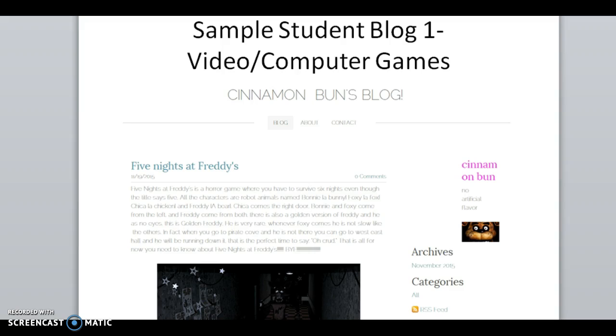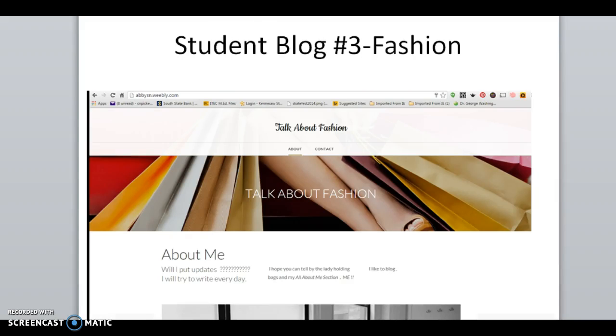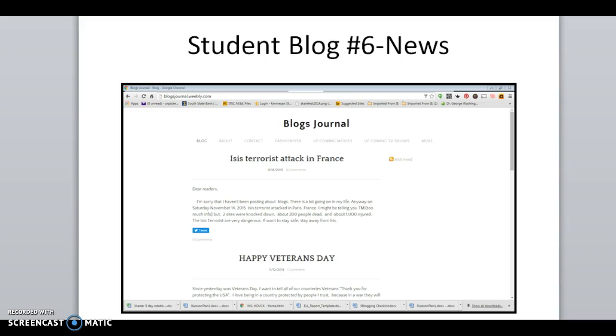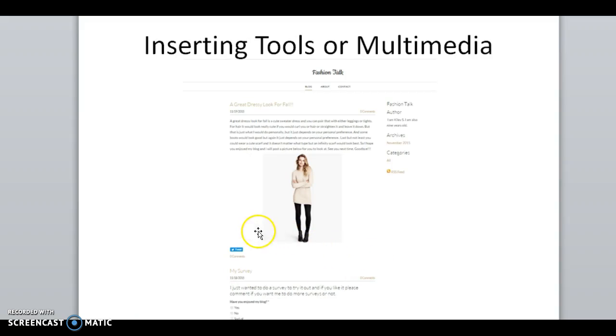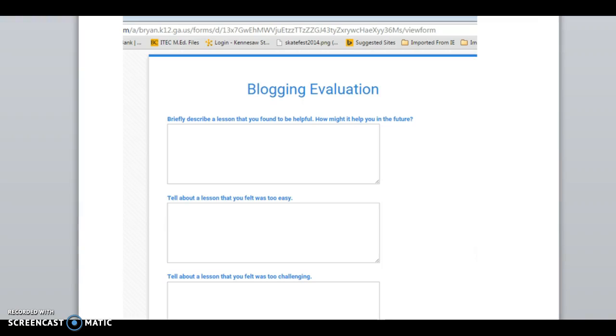Some students posted about video game reviews. Some were animal lovers. Some were interested in fashion, some in book reviews, science fiction, and even current events. Students are now incorporating some of the Weebly tools into their blogs, such as this survey, and wanting to put in some multimedia. I devised a checklist that the students could use in order to work through all of the mini lessons and check items off as they complete them. Many posts and blogging writing conferences later, students will fill out a blogging evaluation that the teacher will use to better the assignment for next time.